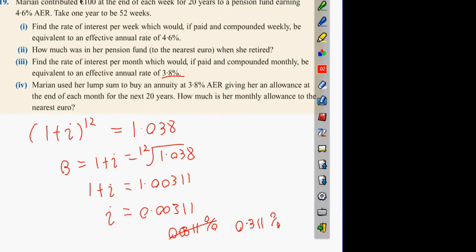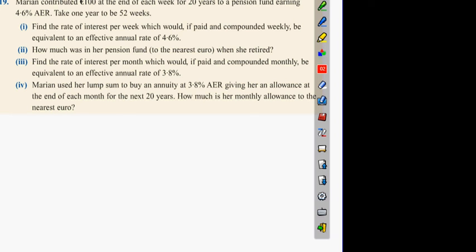Now that's done, okay? What we have to do next is, it started as B. Now, Marion used her lump sum to buy an annuity at 3.8% AER, given her allowance at the end of each month. It's basically a pension. Okay, it's basically the same thing. Now, how much is her monthly allowance to be to the nearest euro?